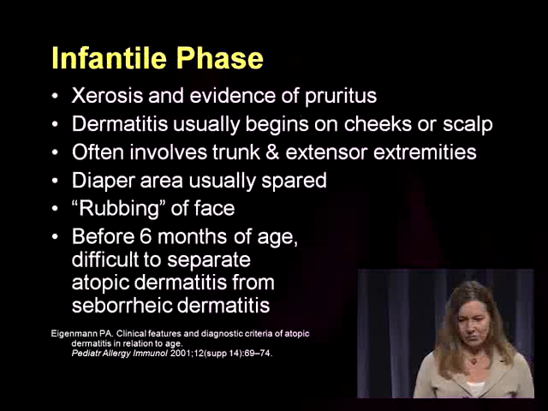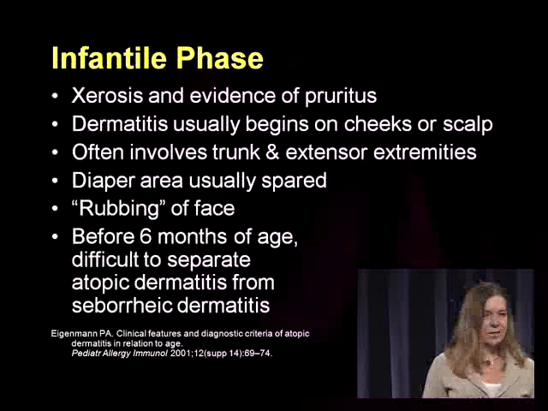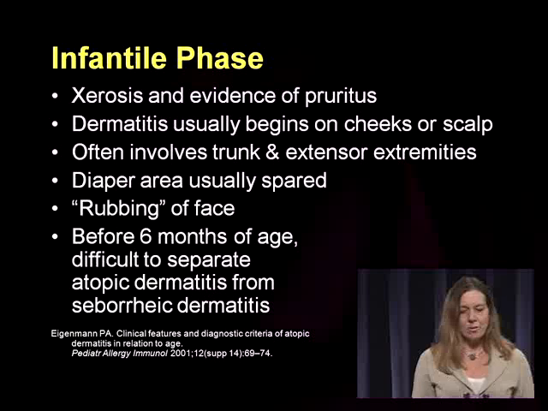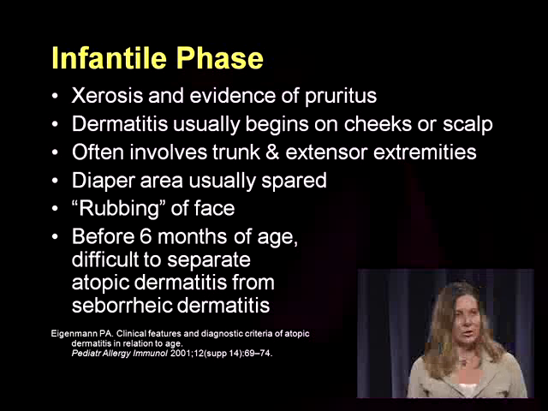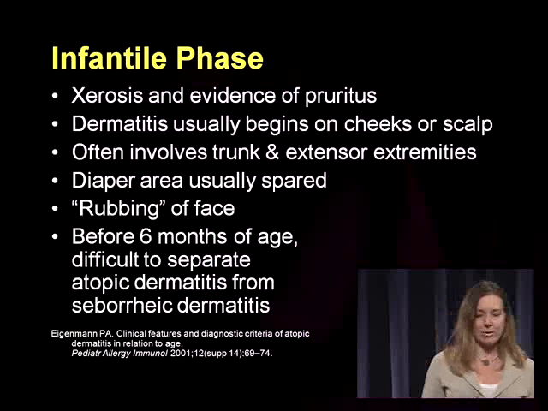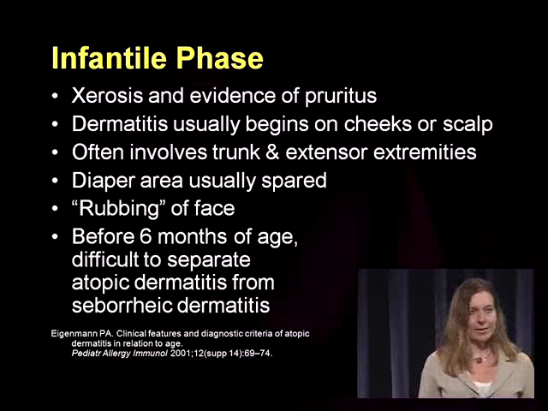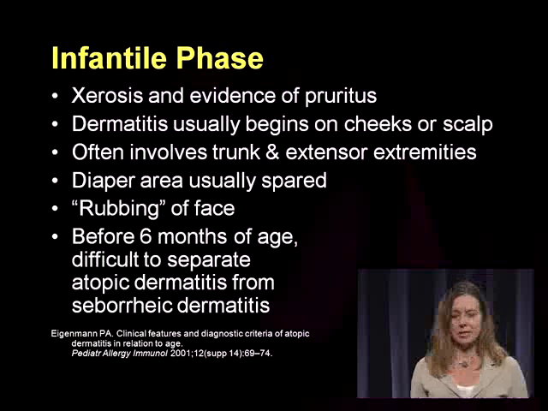So the infantile phase, all of these phases are going to have dryness and itching of the skin. The distribution with the infantile phase is usually, like that picture I showed a few slides ago, a lot of involvement of the cheeks and scalp. There's often extensive trunk involvement, and often there's a significant involvement of the extensor extremities. And that can be a helpful clinical clue when you're trying to discern between atopic dermatitis and seborrheic dermatitis. Another really helpful clue is the diaper area is generally spared with the infantile phase of atopic dermatitis.